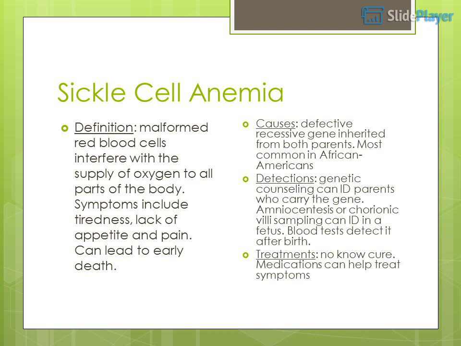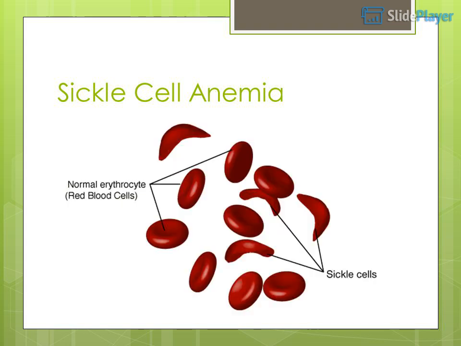Detections: genetic counseling can identify parents who carry the gene. Amniocentesis or chorionic villi sampling can identify it in a fetus. Blood tests detect it after birth. Treatments: no cure. Medications can help treat symptoms. Sickle cell anemia.